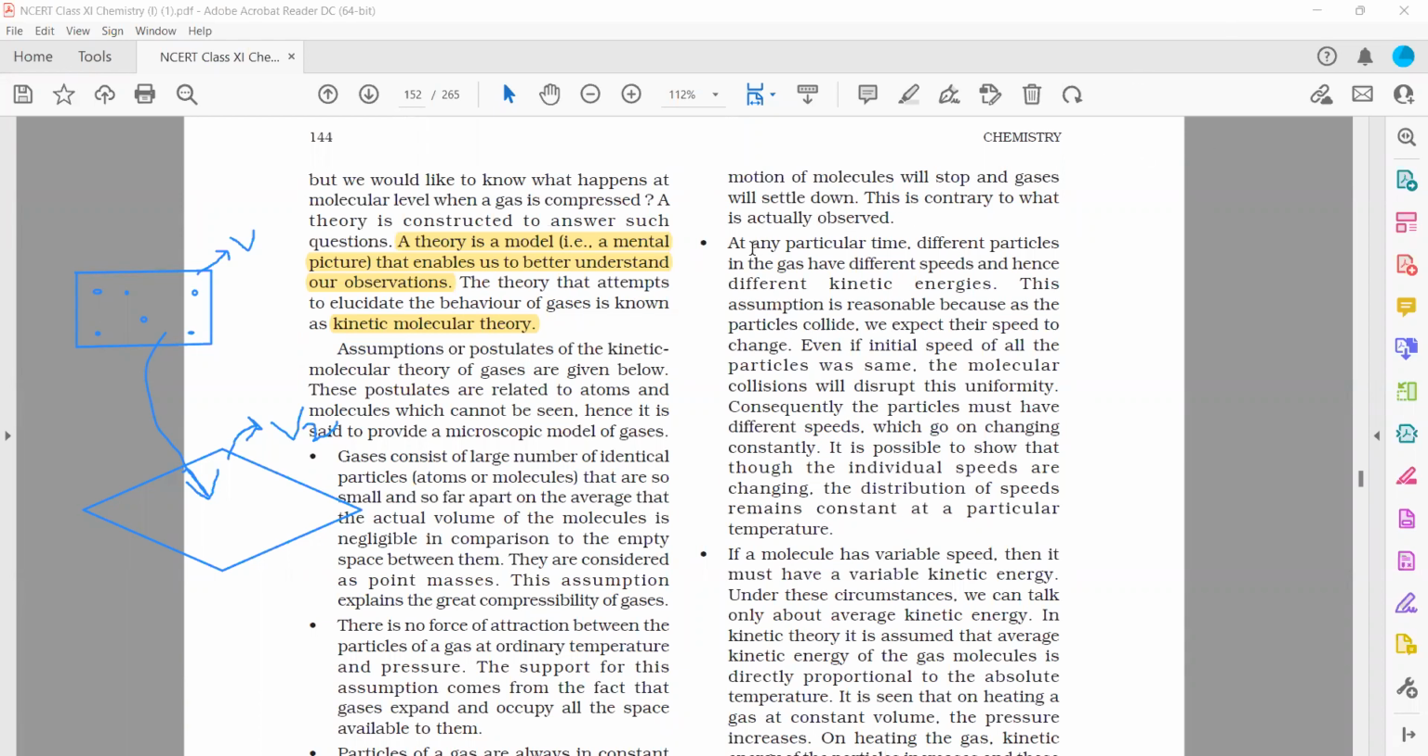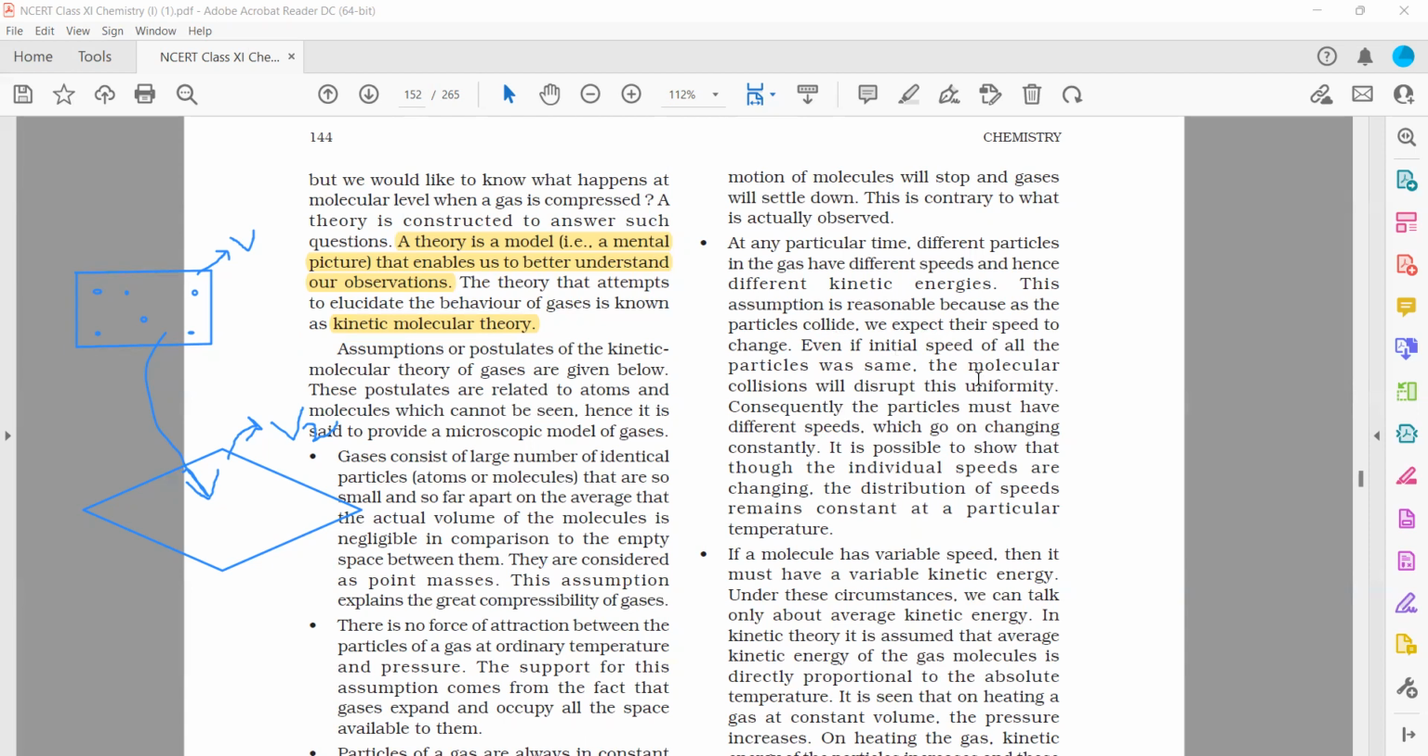At a particular time, different particles in a gas have different speeds and hence different kinetic energies. You cannot think that all the particles in a gas will have the same speed. One can have more speed, one can have less speed, so every particle has a different kinetic energy. This assumption is very simple because as the particles collide, we expect their speeds to change. Even if the initial speed of all the particles was the same, molecular collisions would disrupt this uniformity, resulting in different kinetic energies for different atoms and molecules.